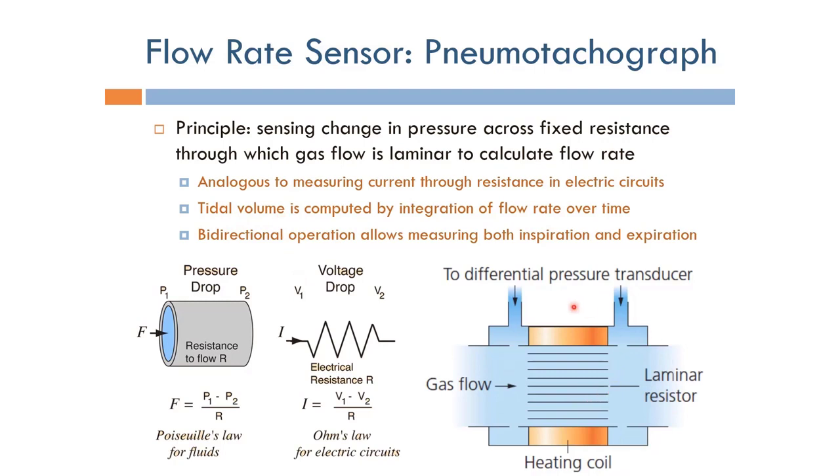One advantage of this particular sensor is that it has bidirectional operation. So we can detect flow going this way or going that way. So we can use it to measure both inspiration and expiration tidal volume, which is unique to this particular sensor.